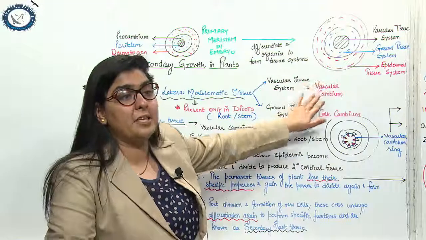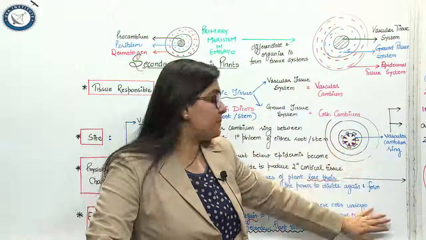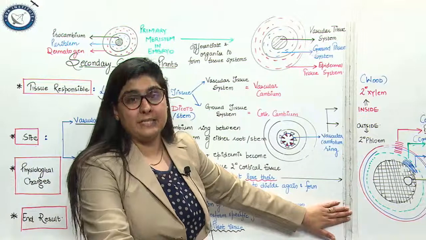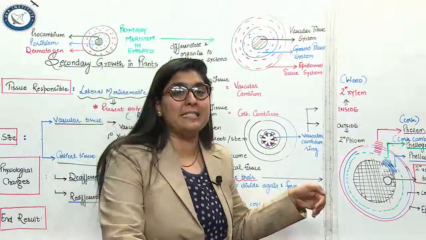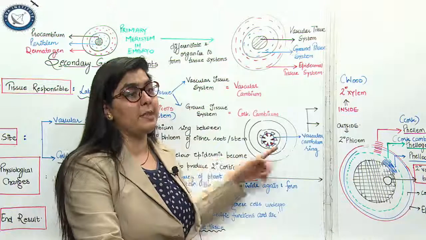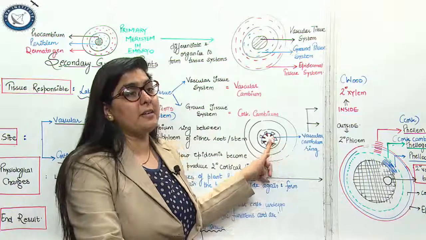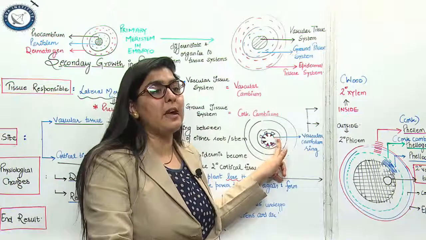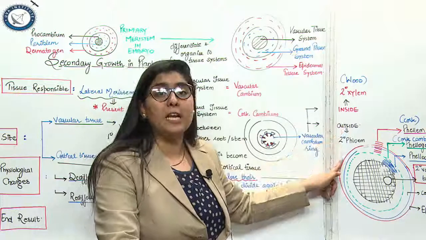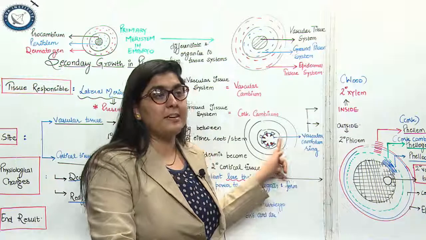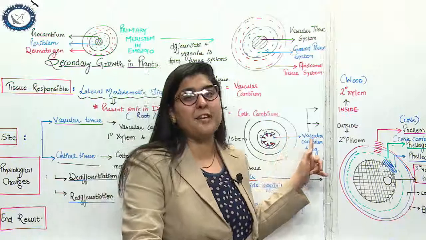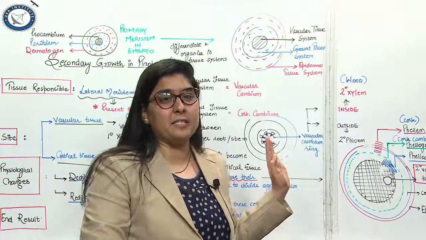Like if I have a vascular cambium ring which is present between xylem and phloem, this vascular cambium ring divides and forms cells towards the inside as well as towards the outside. When it divides towards the inside, it is going to form secondary xylem. When it is going to divide towards the outside, it is going to form secondary phloem. So the secondary phloem is going to crush the primary phloem. So in the process of secondary growth, the primary phloem gets crushed.